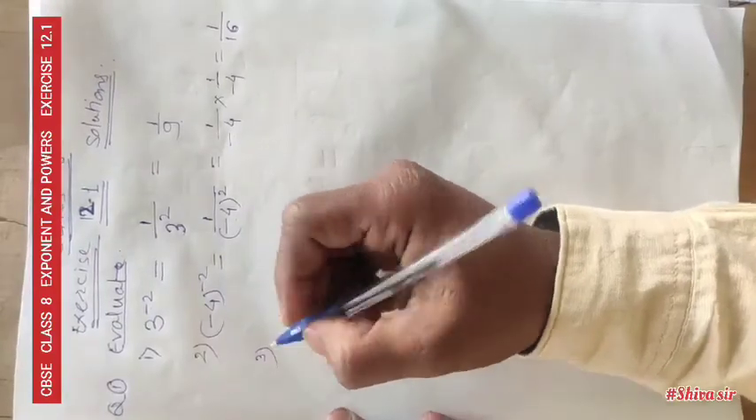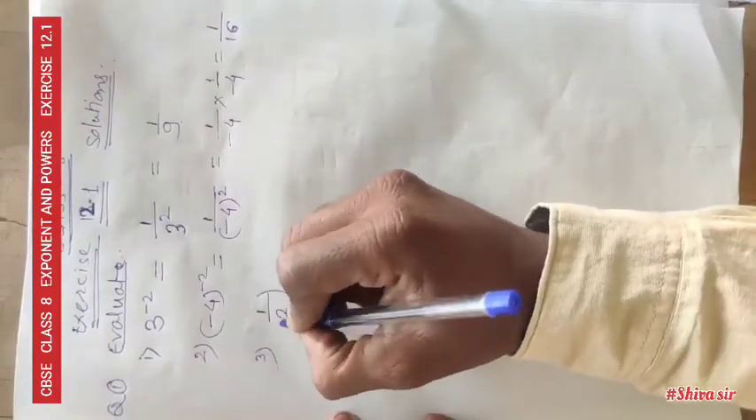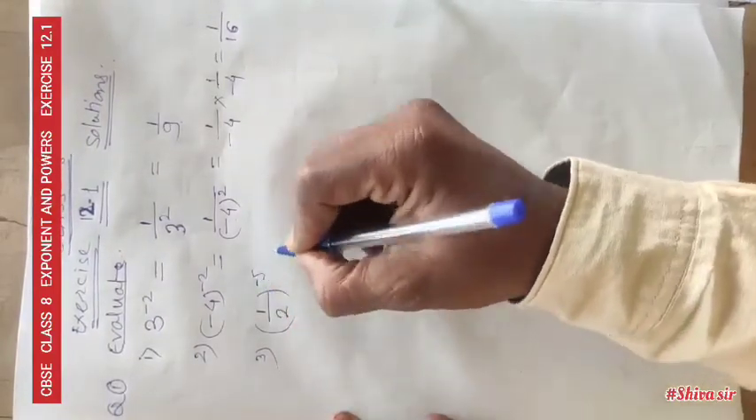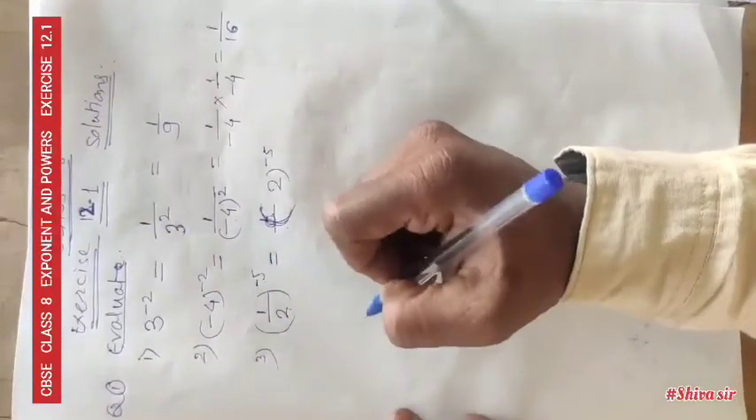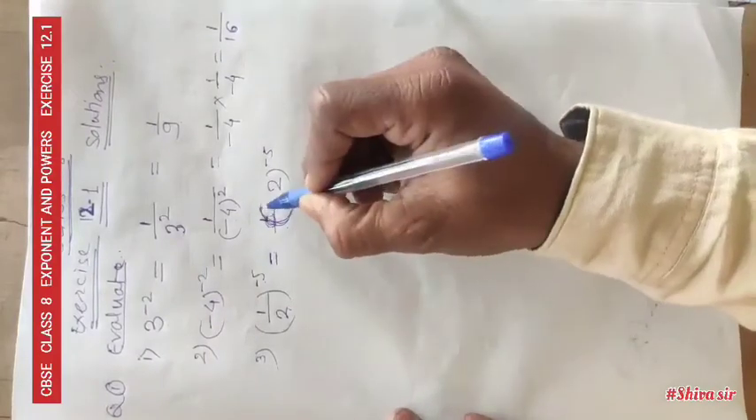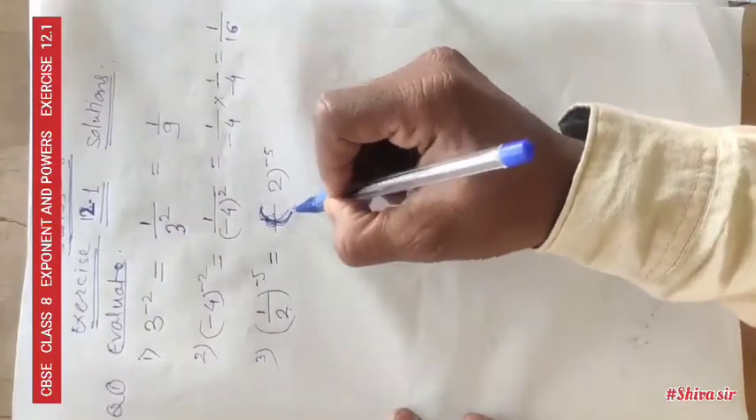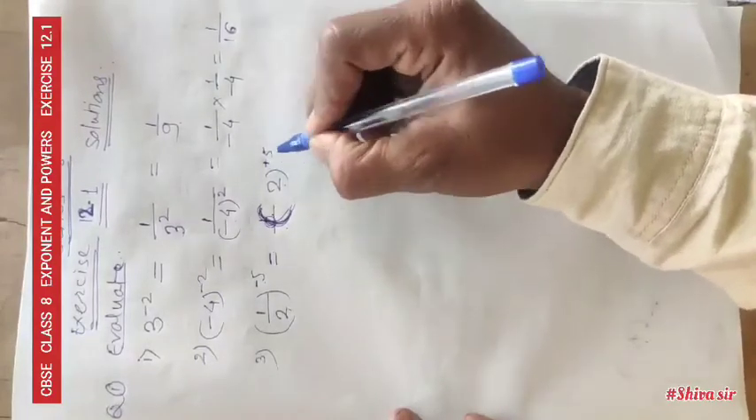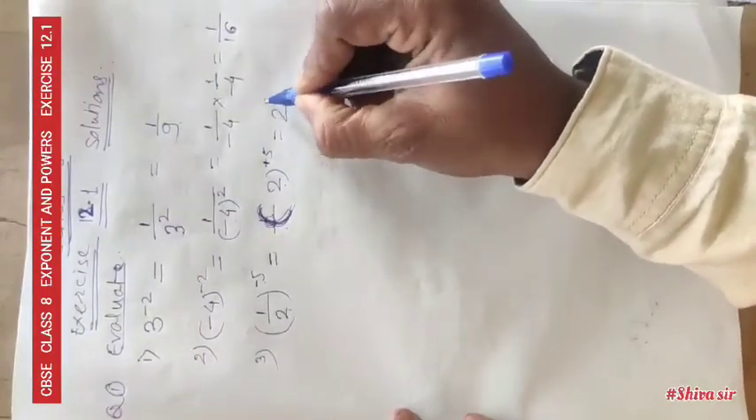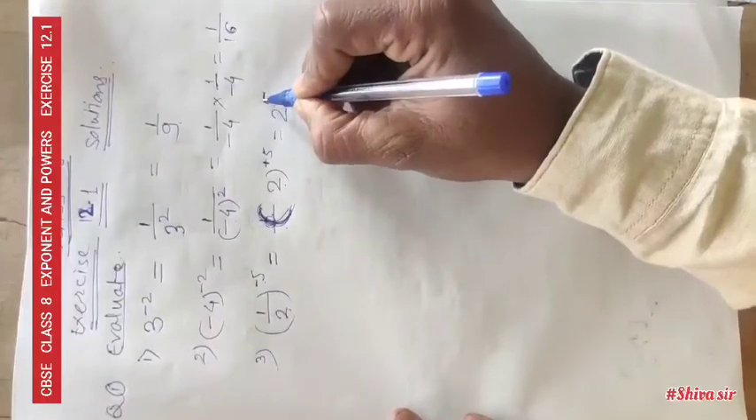The third example is 1 upon 2 raised to the power minus 5. Here the exponent is negative. So for writing the multiplicative inverse, simply write 2 and its power is plus 5, that is 2 raised to the power 5.